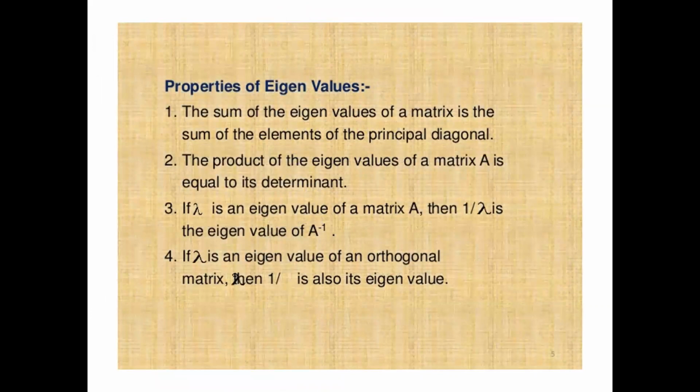Now, properties of eigenvalues. The sum of the eigenvalues of a matrix is the sum of the elements of the principal diagonal. The product of the eigenvalues of a matrix A is equal to its determinant. If lambda is an eigenvalue of matrix A, then 1 by lambda is an eigenvalue of A inverse. If lambda is an eigenvalue of an orthogonal matrix, then 1 by lambda is also its eigenvalue.